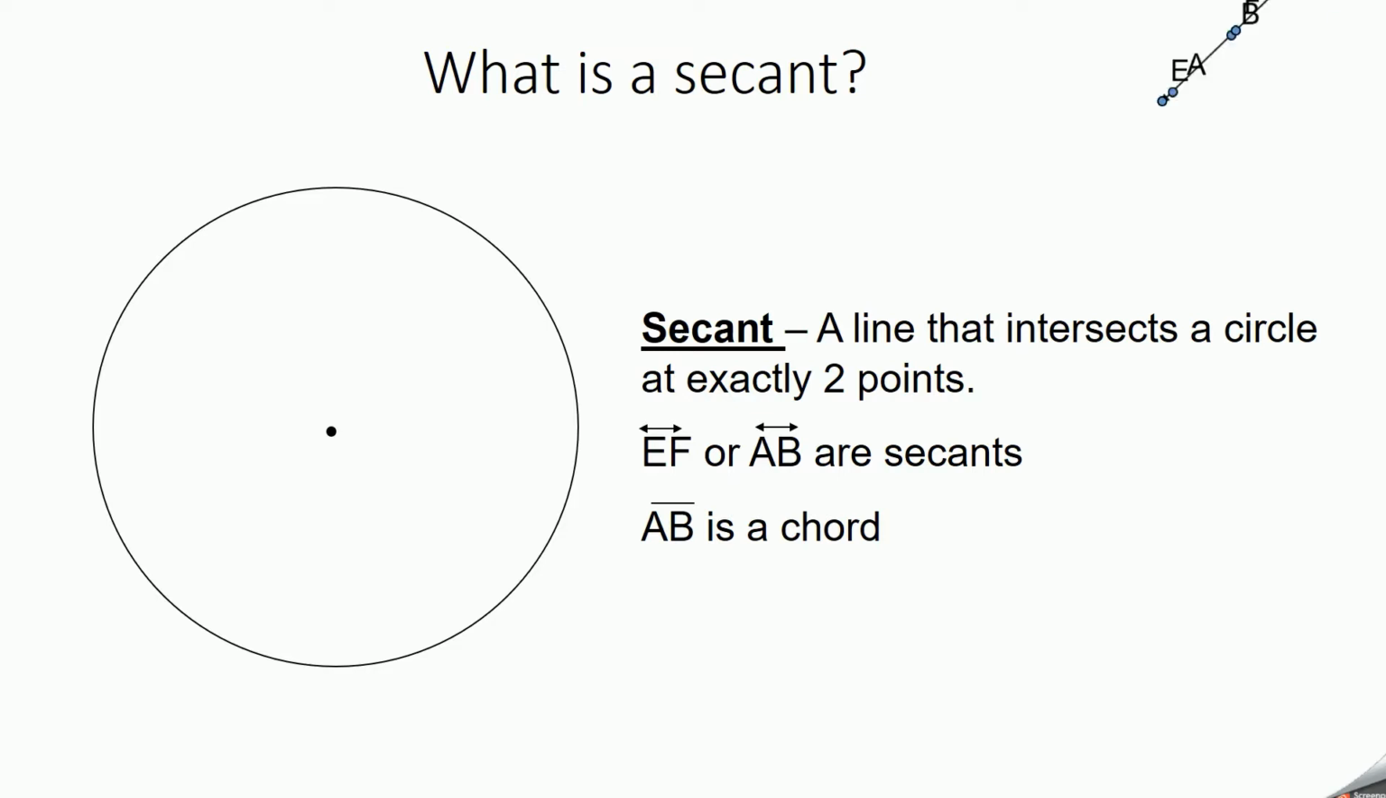In other words, it's a line that swipes through the circle, touching the circle at exactly 2 points, where it enters the circle and where it exits the circle. If you look at the picture at the left, line EF, or line AB, depending on how you want to name it, are the secants. AB is only a chord if you list it as a segment, like the last line in the slide.